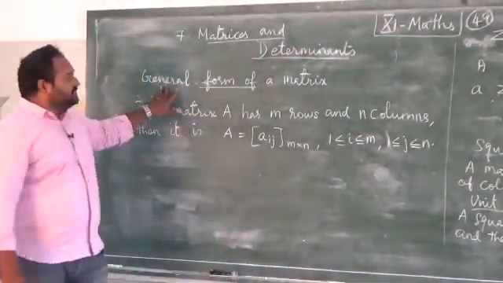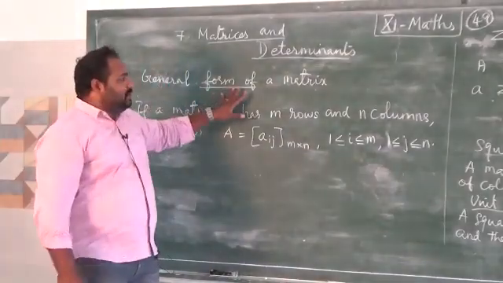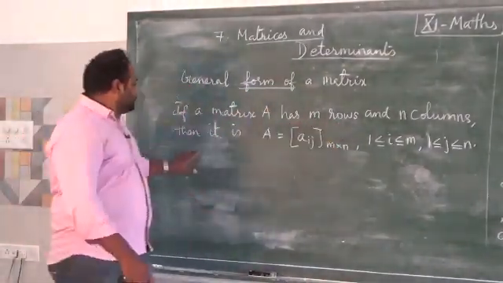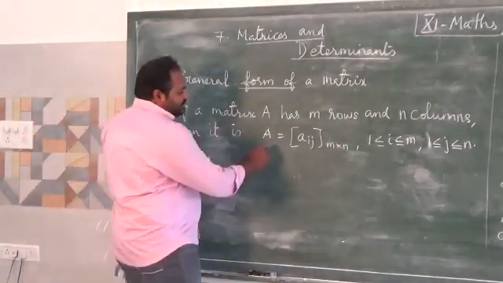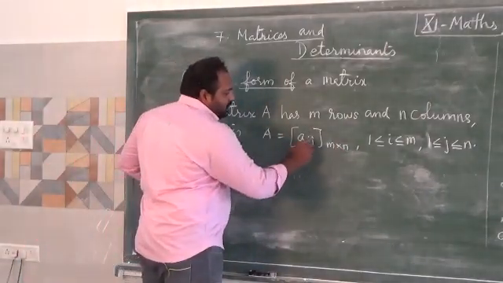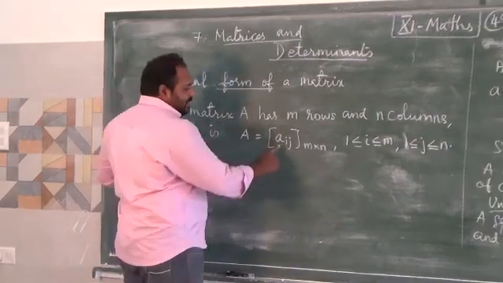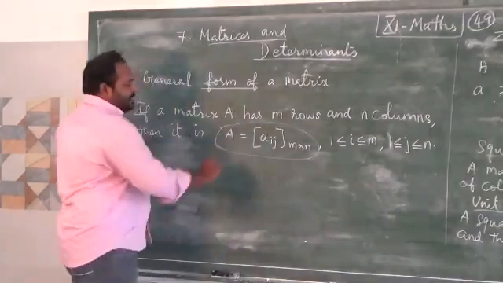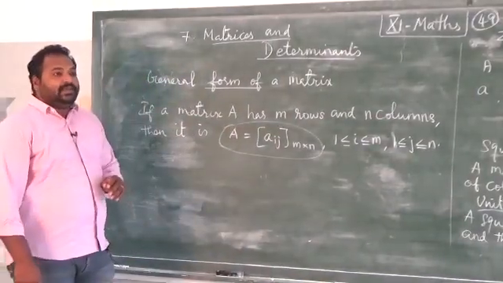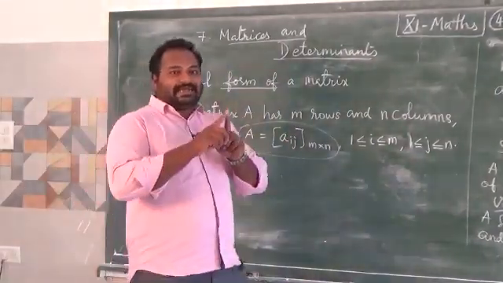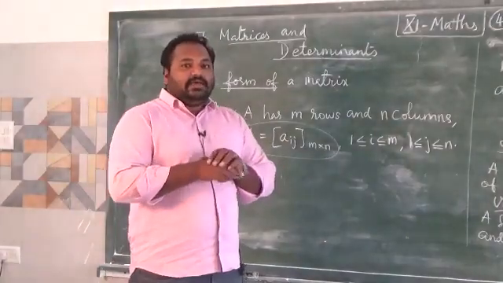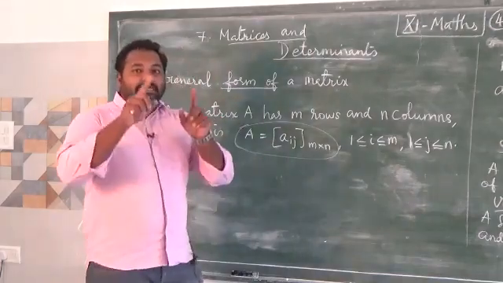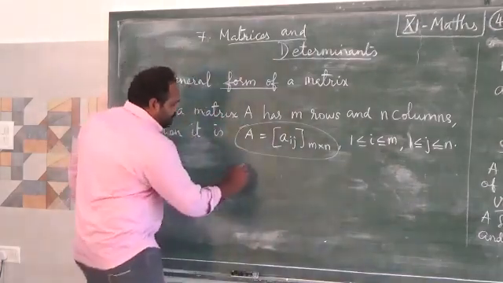Here, the first is the general form of a matrix. We know that it has m rows and n columns, which can be written as A is equal to [Aij] of order m cross n. This is the general form of a matrix. How can we write it? The elements form a rectangular array, and they are displayed in square brackets.